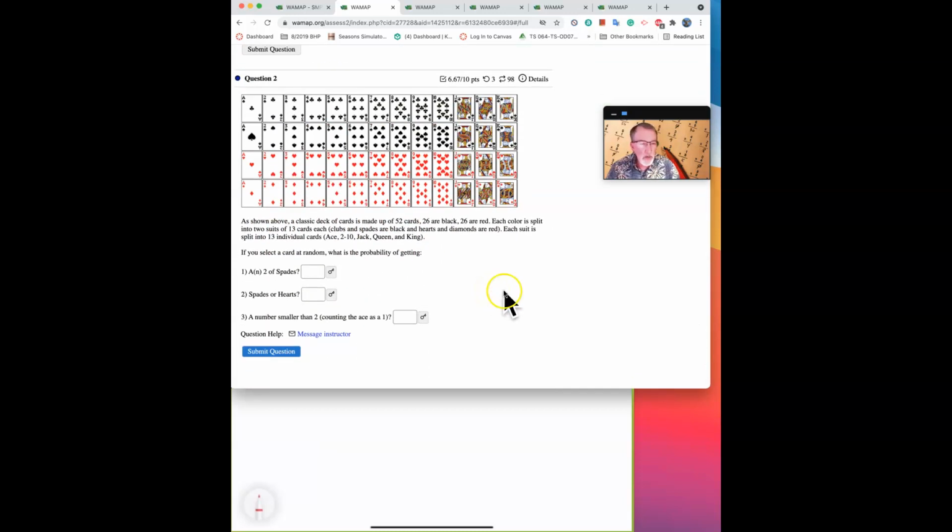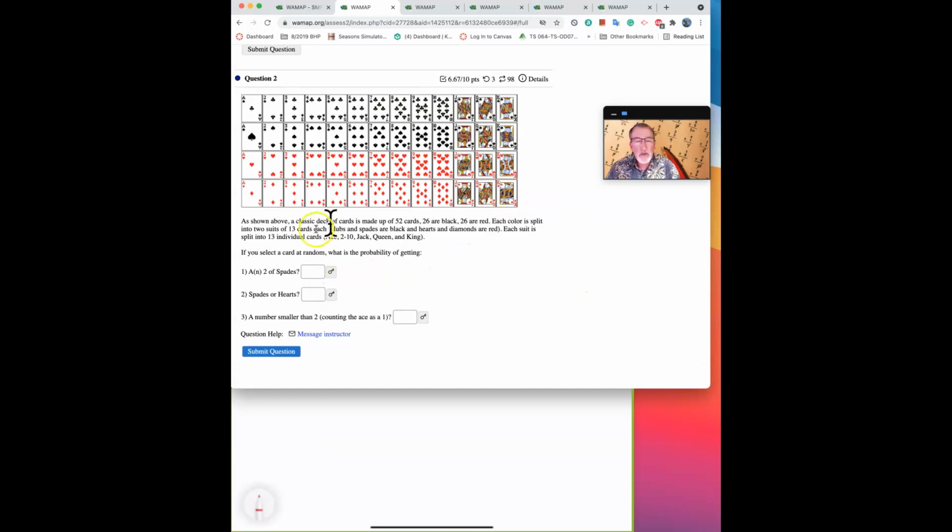Let's take a look at the next problem because it's basically the same principle. We have a classic deck of cards with 52 cards. 26 are black, 26 are red. And then each color is split into 2 suits of 13 cards each. Clubs and spades are black, and then hearts and diamonds are red. Each suit has 13 cards from ace, which is 1, through jack, queen, king. That's 11, 12, 13, respectively.